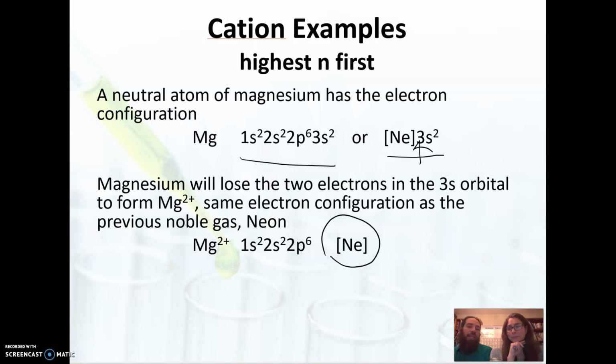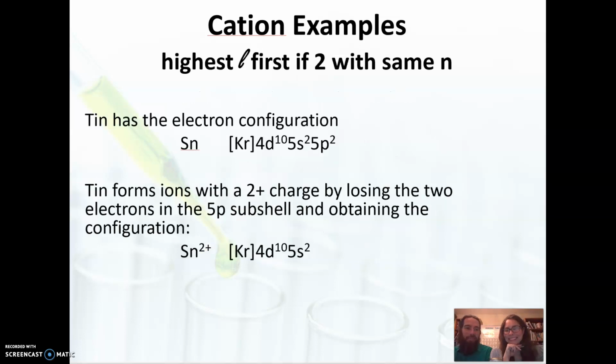Well, we're not really a noble gas, but we have an electron configuration that is the same as the noble gas. It's still a magnesium ion. Right. Thank you for that.